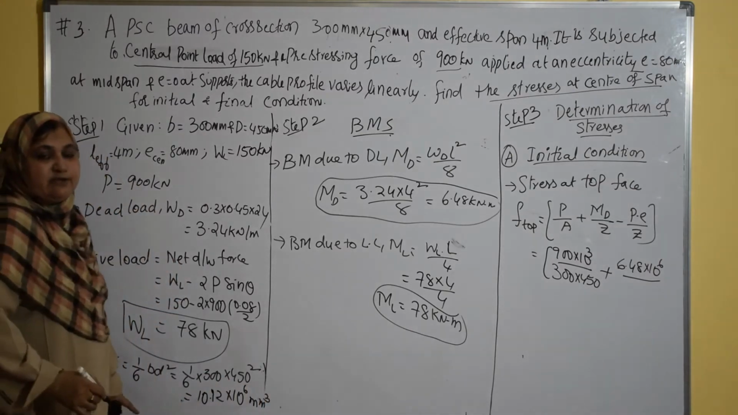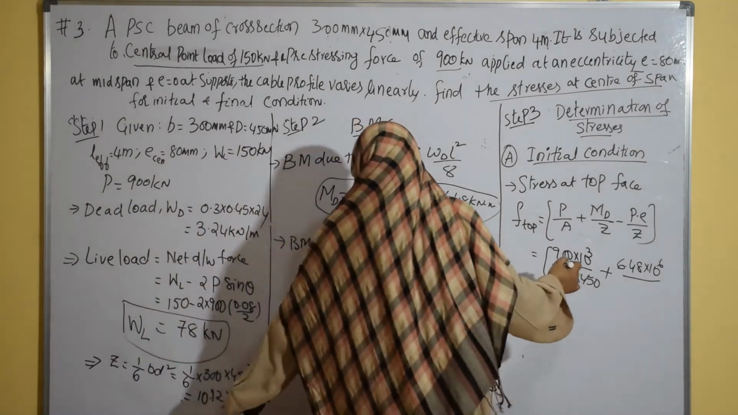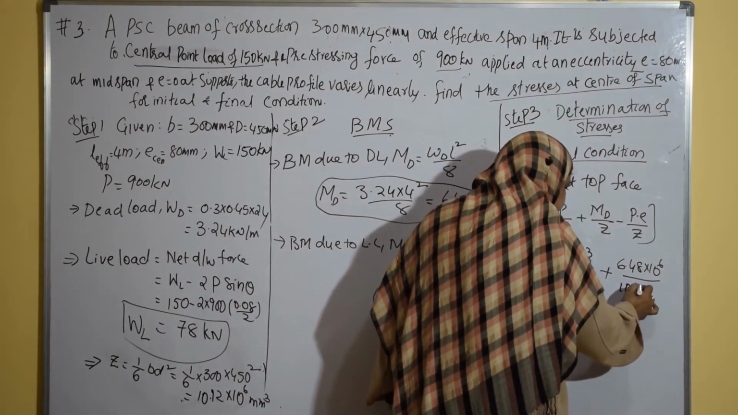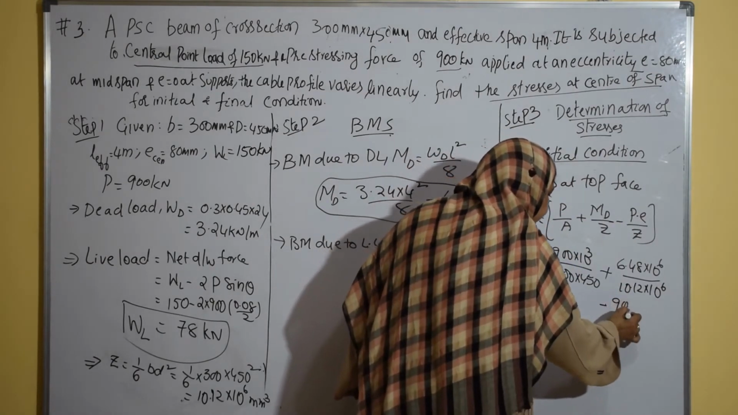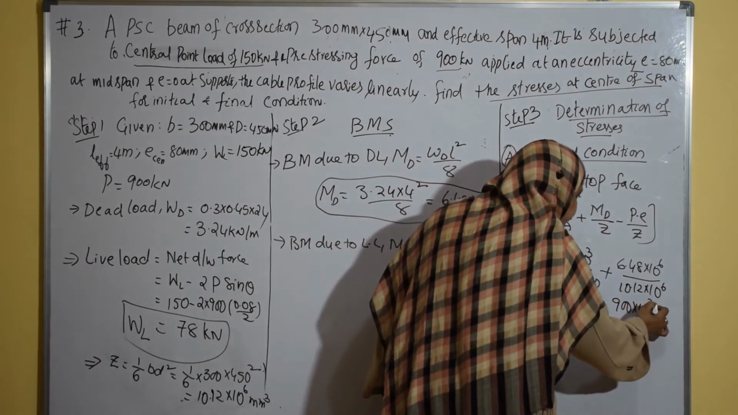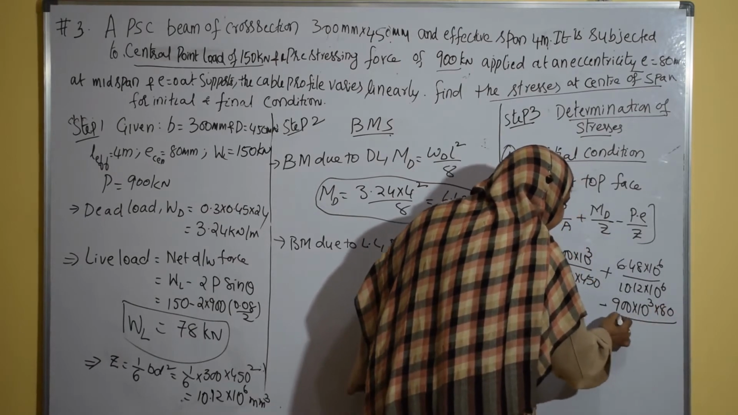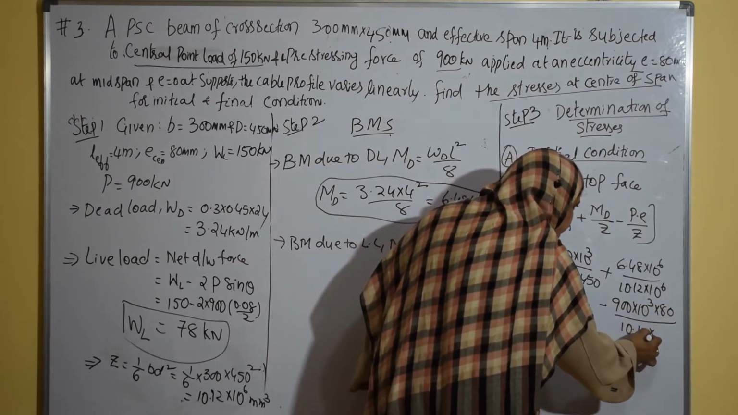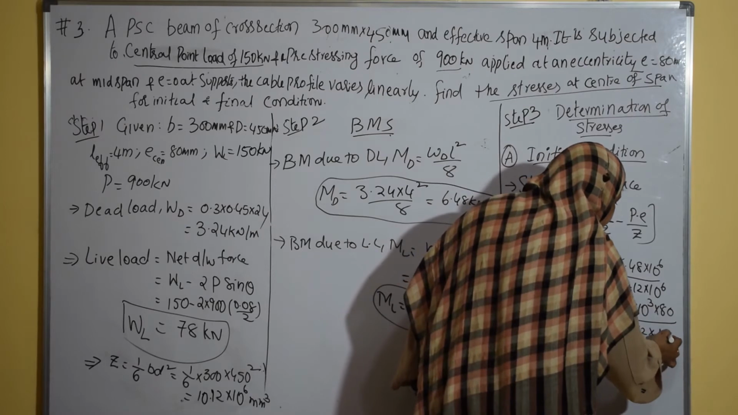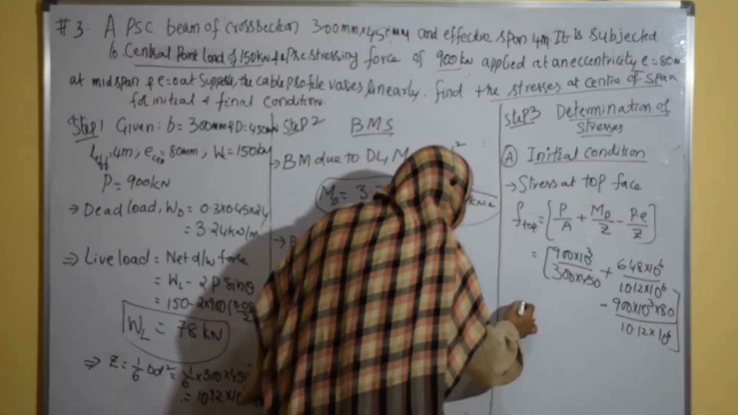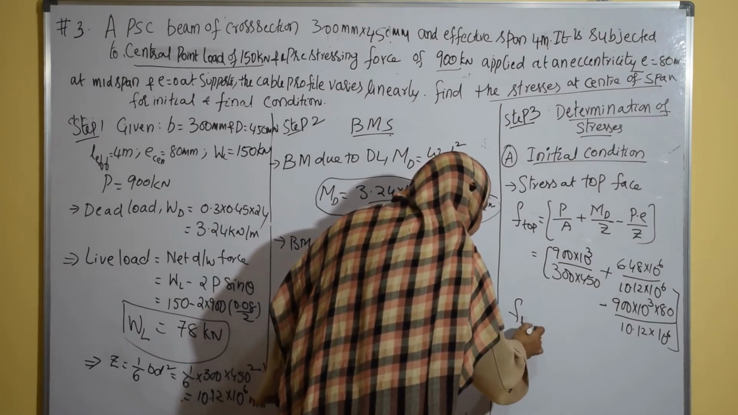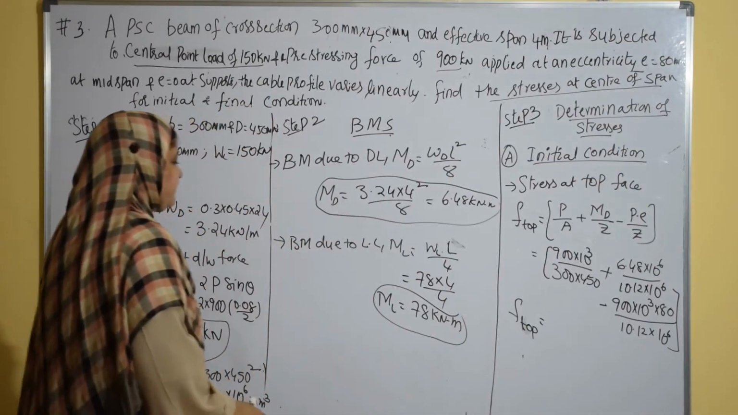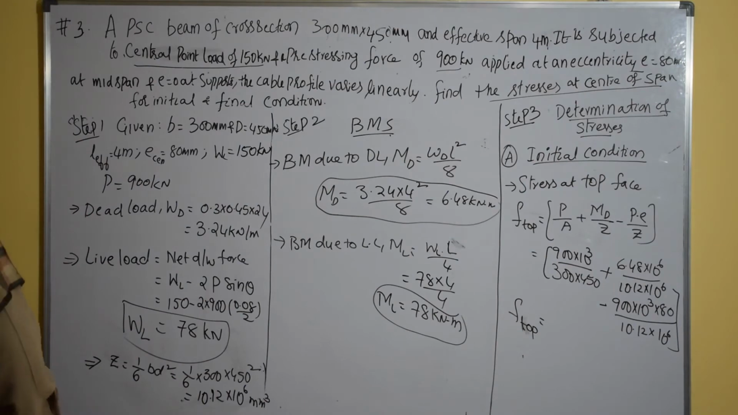In the given steps we are always forgetting this. So this is 10.12 into 10 to the power of 6, minus P is again 900 into 10 to the power of 3, eccentricity is 80 mm, by Z is 10.12. So same logic, nothing is different. What all correction due to varying eccentricity we have done in the live load. So this has come as P by A, 900 by 300 into 450. It is coming as 6.617.